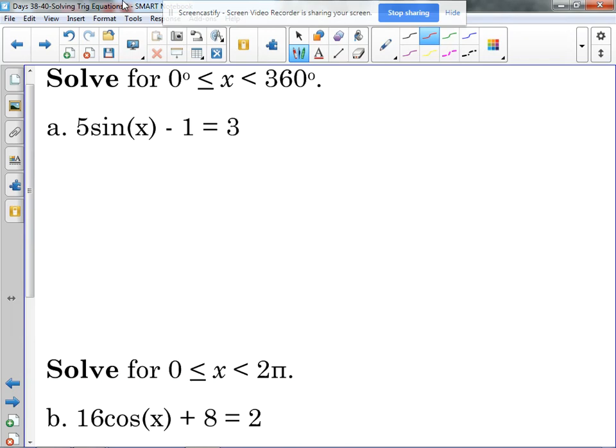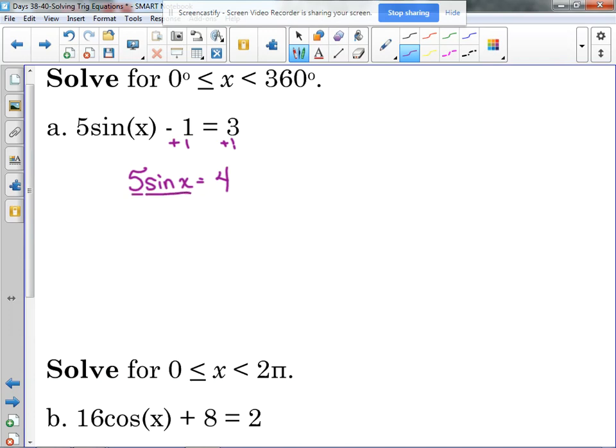We have one trig function, so we want to isolate that. So in this case, we would begin by adding 1 to both sides. So we have 5 sine of x is equal to 4. I had parentheses around the x in the original problem. Technically, they're not really necessary because it's just that x. It does help indicate to you that that minus 1 is outside of the trig function, not inside the trig function. So once I move that 1, I really don't need the parentheses.